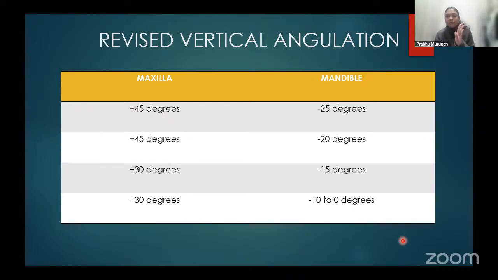You'll have the X-ray film receptor, your tooth, and then you'll be adjusting the central beam of the X-ray by altering the vertical angulation according to the tooth.